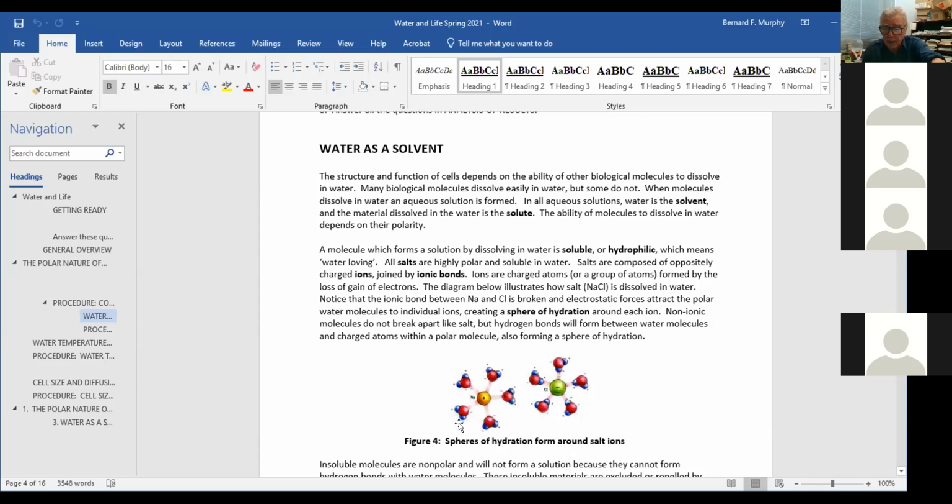And so you'll see here spheres of hydration form around salt ions. You have the sodium chloride, and the water gets in between those, and they surround them. The oxygen part of water molecules will surround the sodium ion because it's positively charged. And then the hydrogen part of water molecules will surround the chloride ion because it's negatively charged. And this is how water dissolves salt.